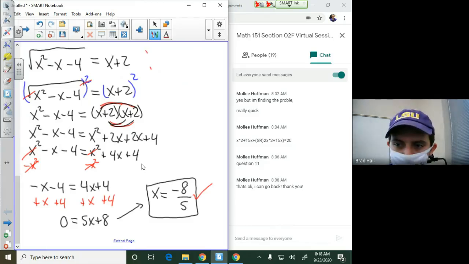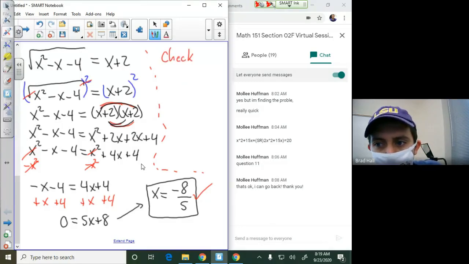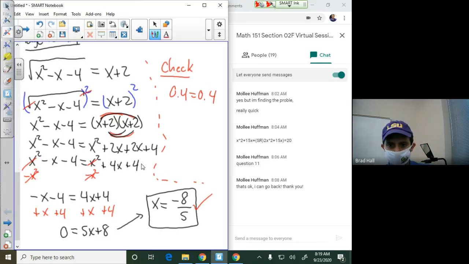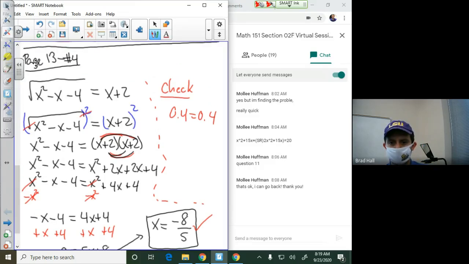If you really want to do it, you check. With the negative 8 over 5, you will get that 0.4 is equal to 0.4. After you plug in x, x is on both sides. So if you just want that practice, then there you go. But if anything, that is problem 4 from page 13 of the workbook.